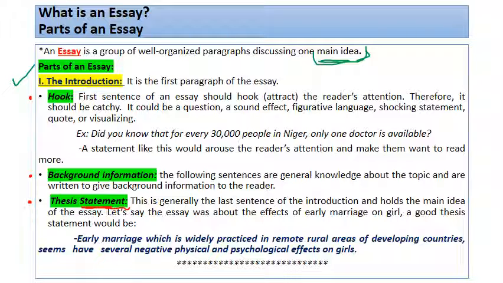The thesis would be something like this. Early marriage, which is widely practiced in remote and rural areas of developing countries, seems to have, of course, several negative physical and psychological effects. Obviously, in my essay, I'm going to discuss the physical effects and the psychological effects of early marriage on girls in developing countries.